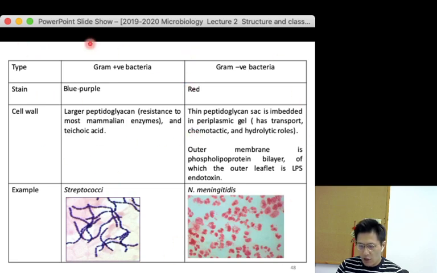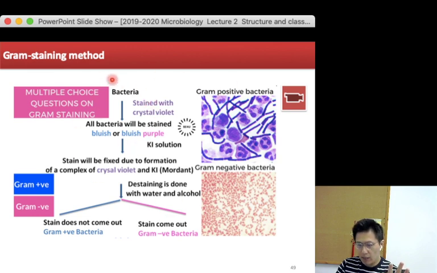So there are two groups, as I described earlier. The first one is gram-positive. They are blue-purple because they have a very thick peptidoglycan layer, so they resist the enzyme. So the color is blue-purple. Gram-negative, because the peptidoglycan is thin, between the outer membrane and the plasma membrane, is easily decolorized and stained red or pink. To remind you again, gram-positive stains blue or purple, and gram-negative is red or pink. This is the mechanism of the method.